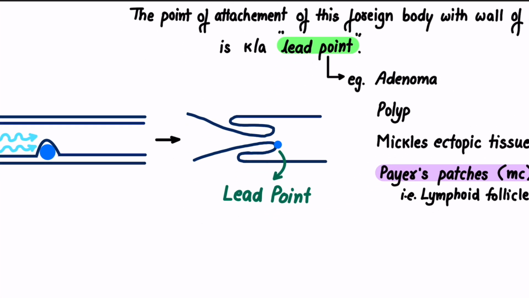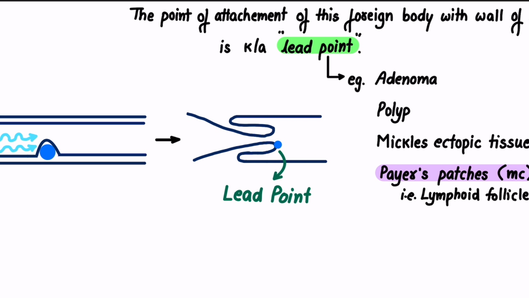Now let us understand what the lead point is. This point is known as the lead point. It is known as lead point because it is leading the invagination of the intestinal wall. Since this is the point where the peristalsis movement will act, this is the point which will move first and then drag the intestinal wall which is behind it.